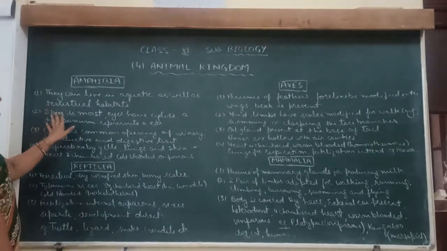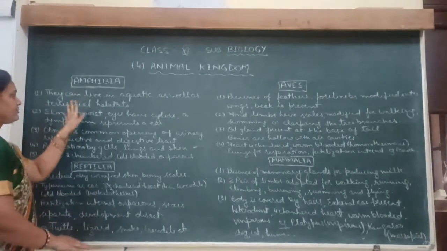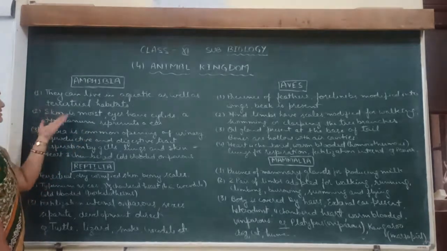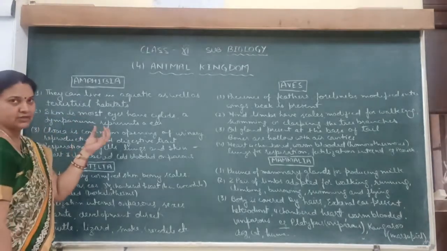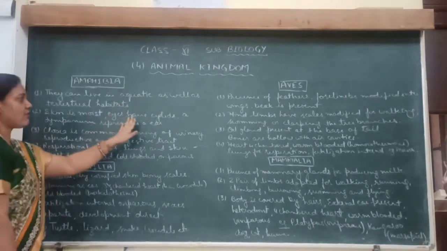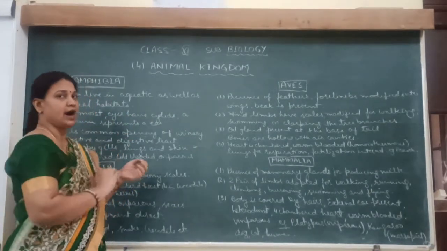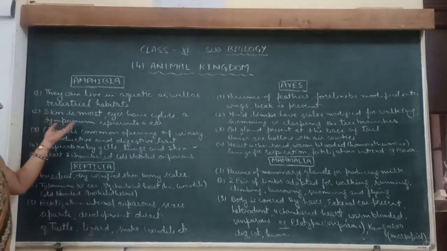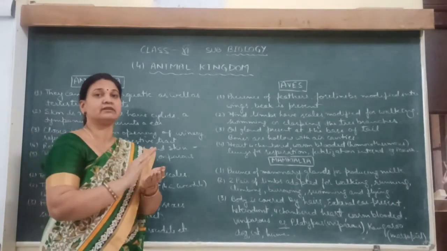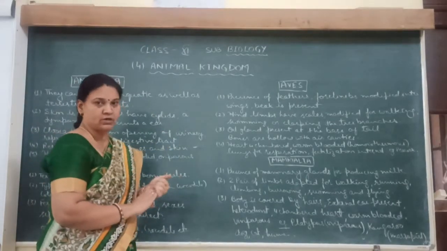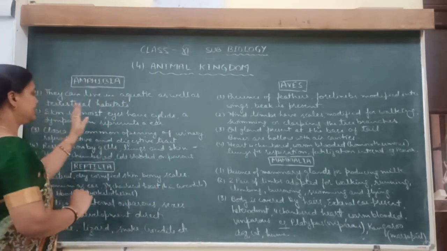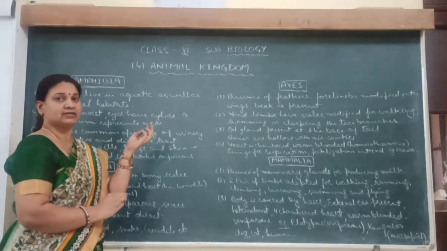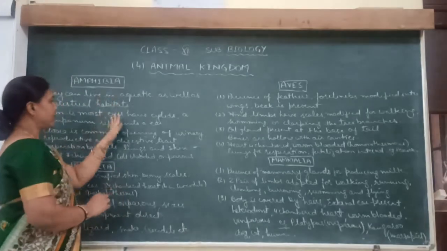And the second character is that the skin is moist. Amphibians' skin is moist due to the mucous glands. The presence of mucous glands in the skin makes the skin moist. They have eyelids; the eyes are covered with eyelids. And the ear is represented only by the tympanum, which we can say is the eardrum. A simple membrane which is present is known as the tympanum and it represents the ear. The external pinna, the external ear, is not present in amphibians.